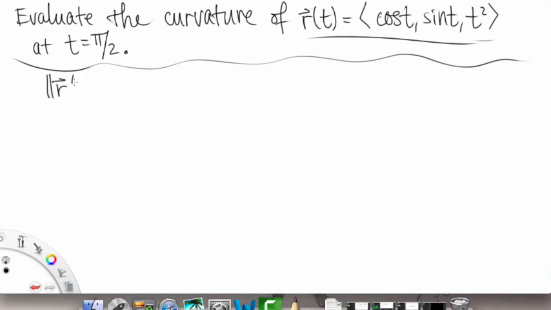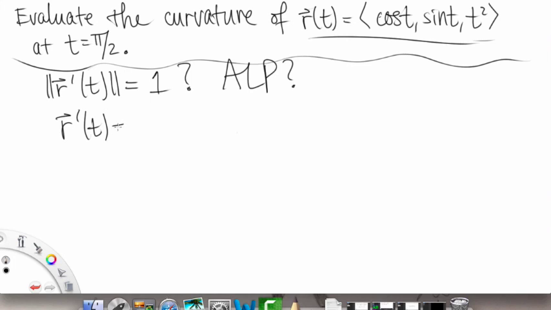So what we're going to check is whether the magnitude of r prime of t equals 1 all the time. This is the same as asking, is this an arc length parameterization? Okay, so let's calculate r prime of t. That's going to be negative sine t, a positive cosine t, and a positive 2t. Okay, so let's find the magnitude of that.